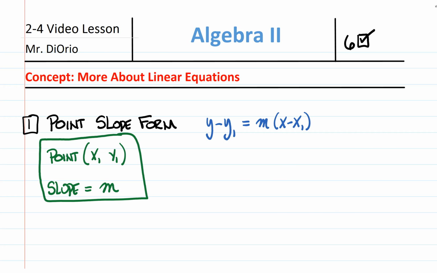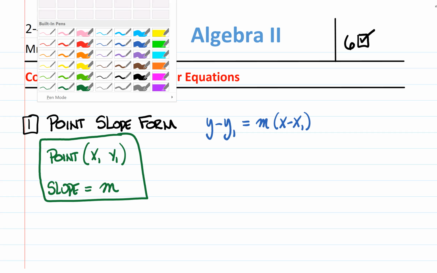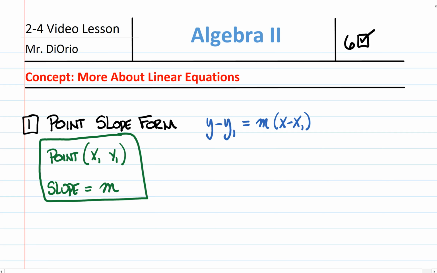Box number 1 is all about something called point-slope form. I'm pretty sure that you have seen this before, but most people are familiar with slope-intercept form, so I was going to talk a little bit about point-slope form.